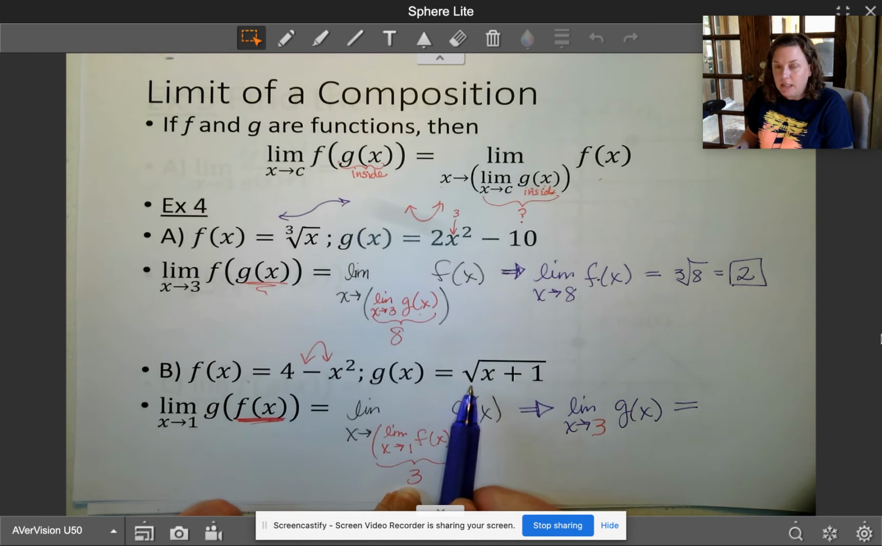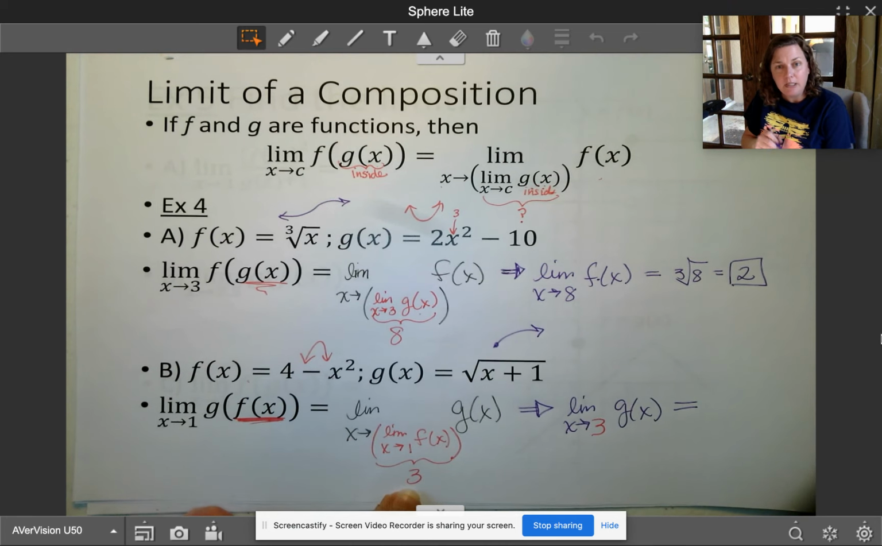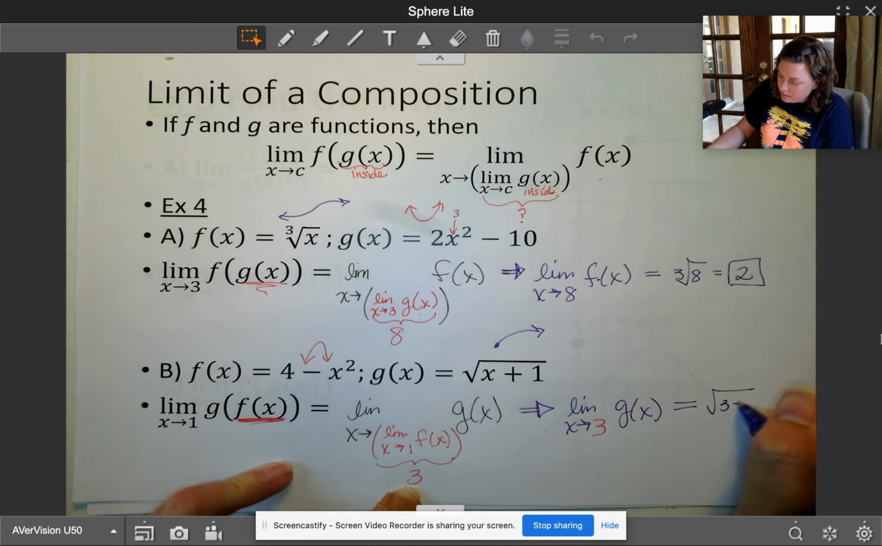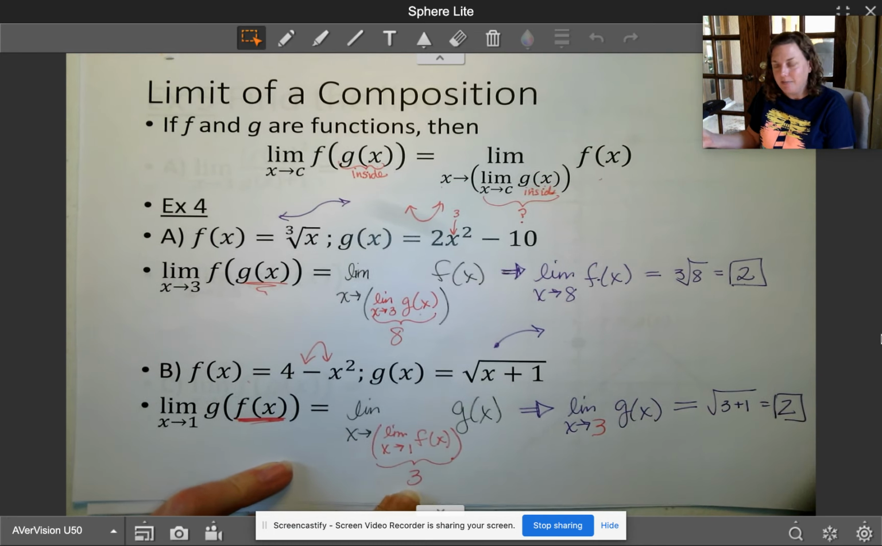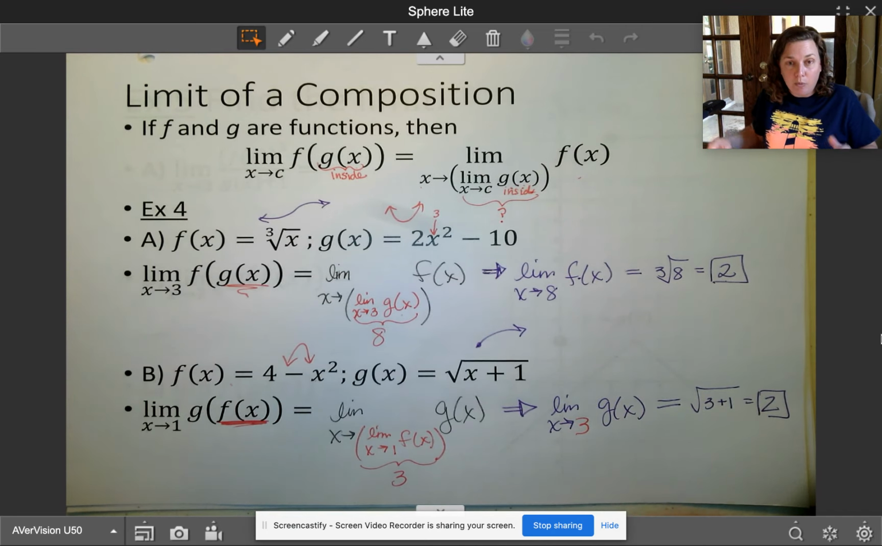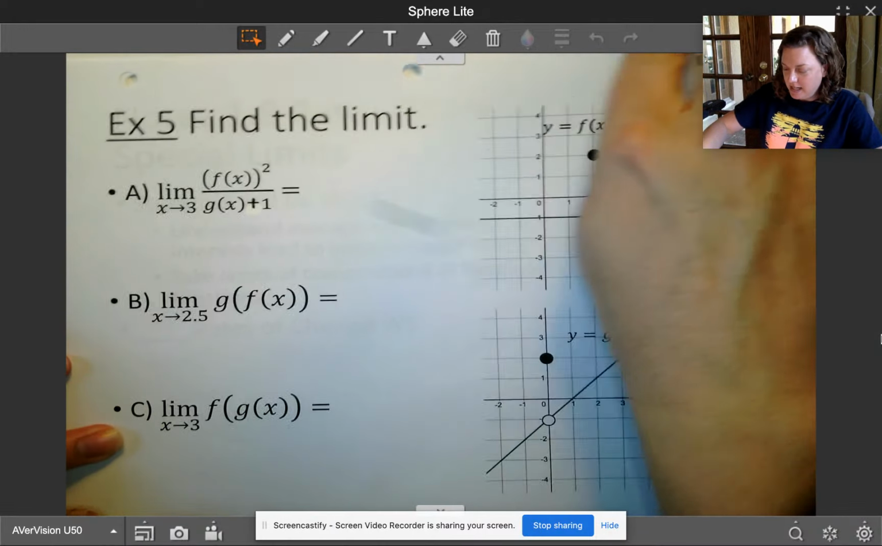G of x, again, is a square root swoop. And so it's continuous on this interval, so that's good. We can plug in 3 then. So that's going to be the square root of 3 plus 1. Square root of 4 is 2. Man, every time I get the same values. I do not plan that. It just happens. All right, we're going to try some more with these using generic functions.